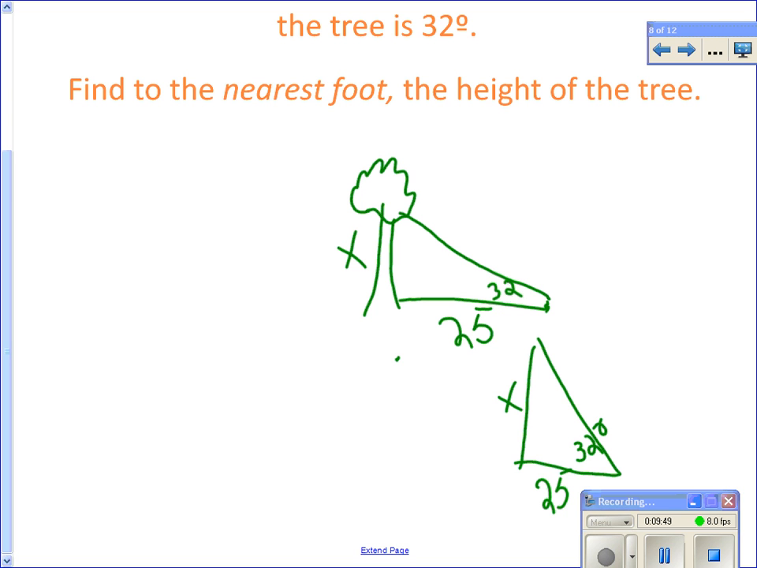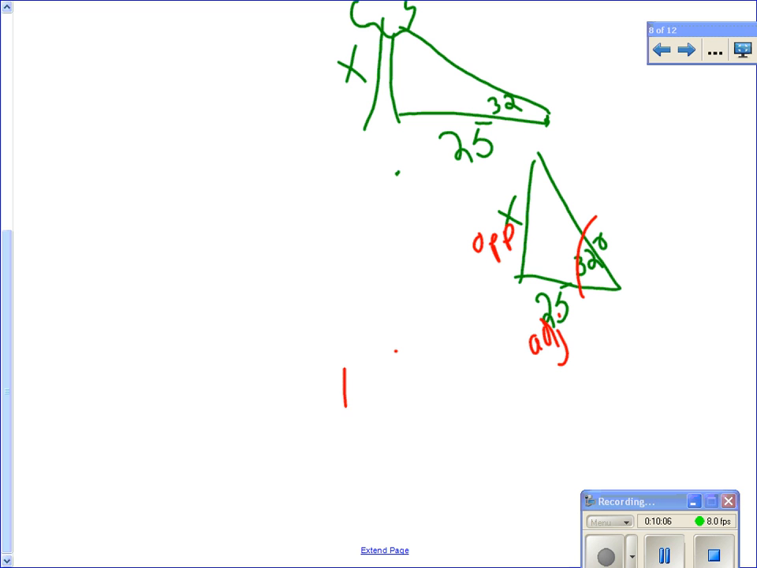So I'm going to go ahead now and solve for X. So I'm solving for the side. So I'm just going to label my triangle based on my 32-degree angle. This would be opposite, and this is adjacent. So we're going to use the tan. So I'm going to say the tan of 32 equals opposite, which is x, over 25.